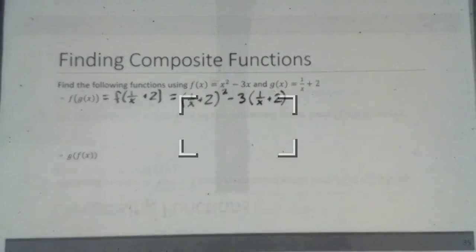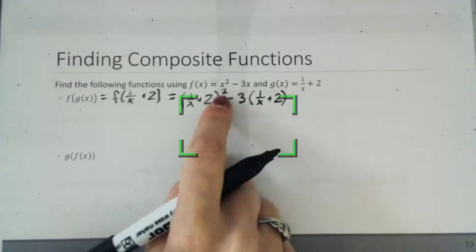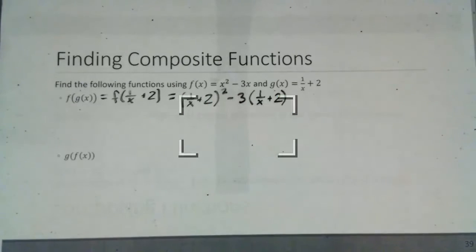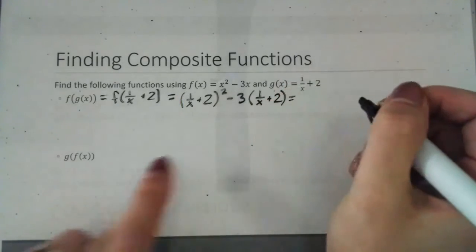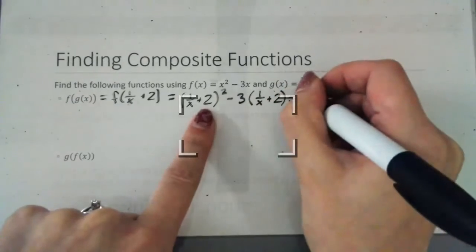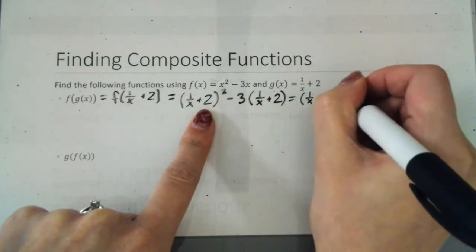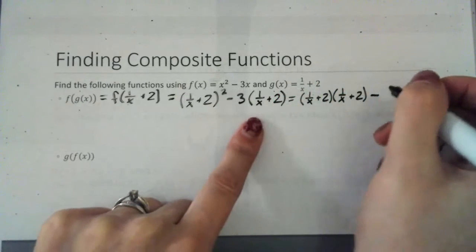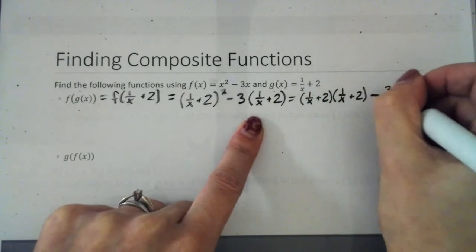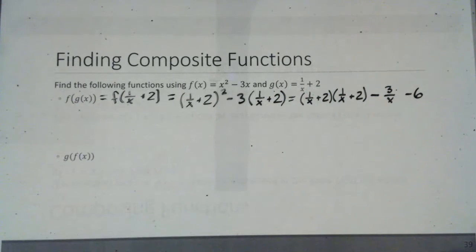I didn't square it this time because my x wasn't squared. The first one was, the second one wasn't. Let's see what sort of simplification we can do with this. Well, when something's squared, it means it's multiplied by itself. So I'm going to write that out: 1 over x plus 2 times 1 over x plus 2, minus, and then I'm just going to distribute my 3 through the parentheses. That's 3 over x minus 6.